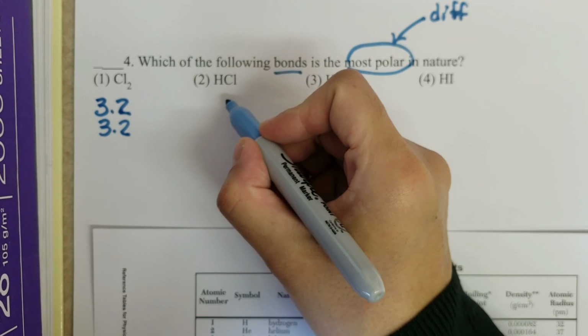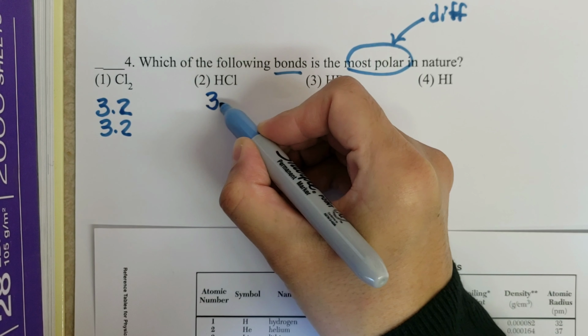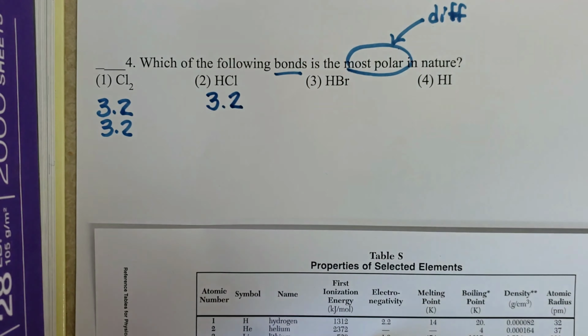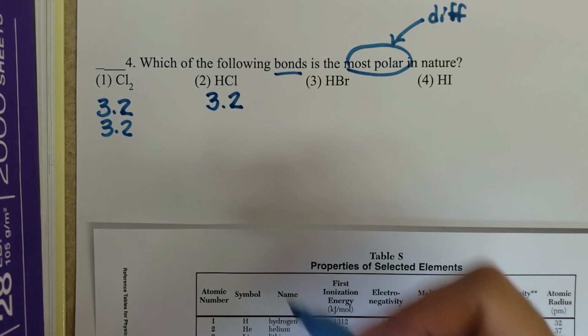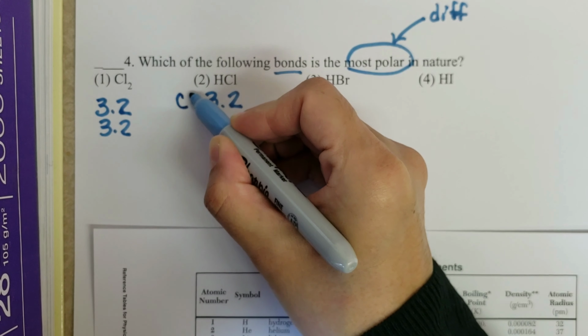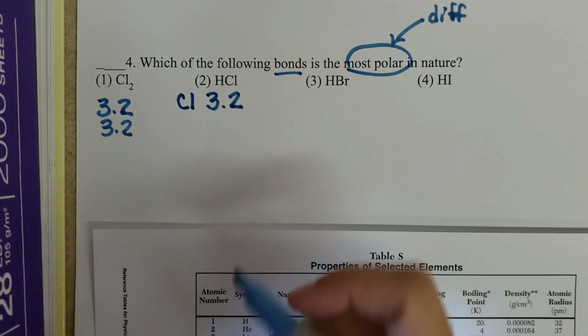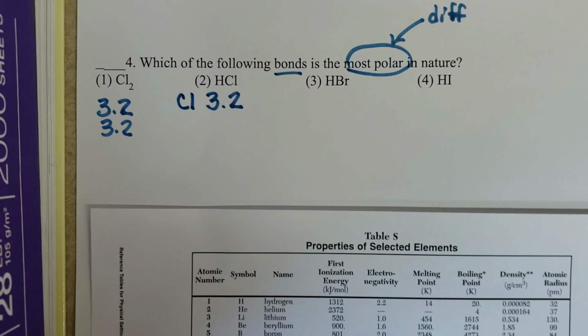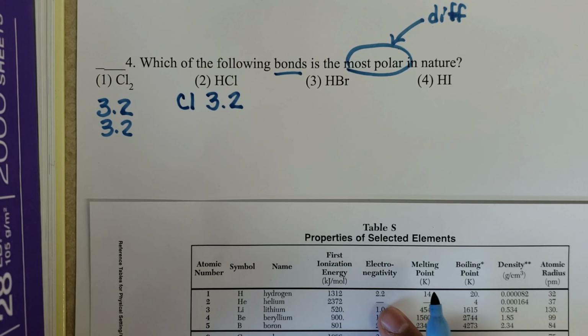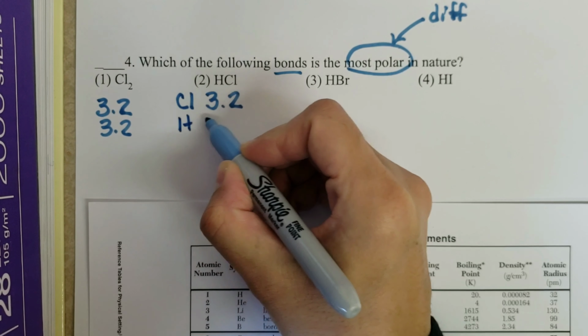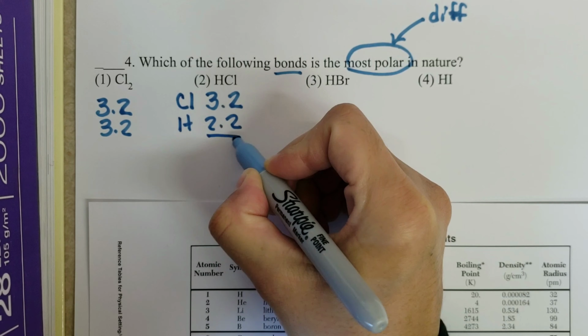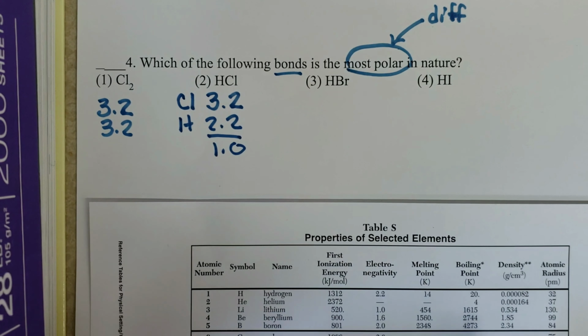In hydrogen chloride, the chlorine has an electronegativity of 3.2. Remember, the more negative element is typically written in a formula last. So I'm going to write its electronegativity first because it'll make subtraction easier. While hydrogen has an electronegativity of 2.2. So this difference is 1.